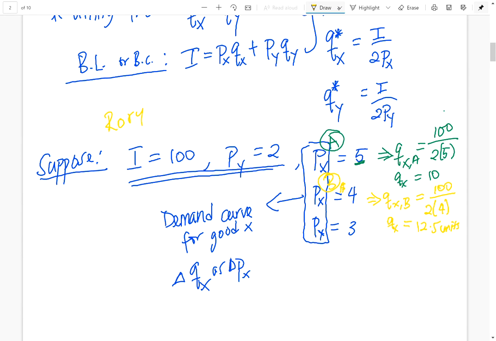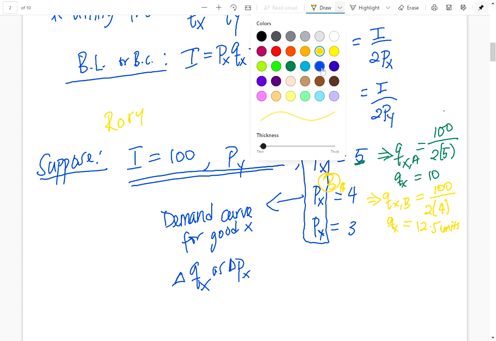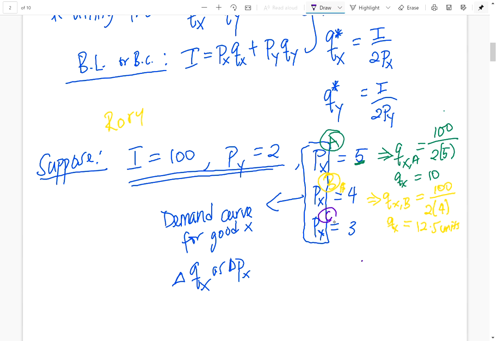All right, so let's do one more. This is point C. Right, for point C, we have that Q of x will be equal to 100 divided by 2 times. You should know what number goes in here at this point. If you thought 3, you would be correct. Right, that's the price at point C, and this will end up being 16 2 thirds, or 16.67.